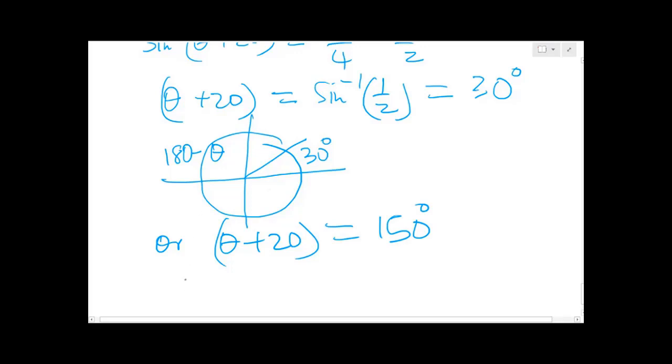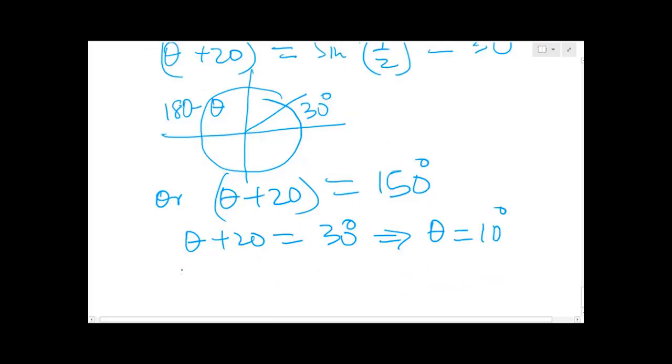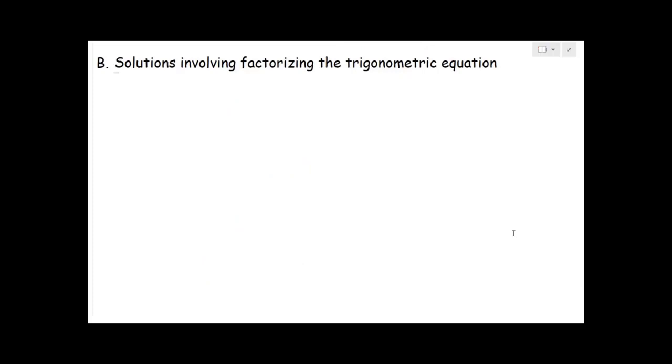For each quadrant, we can get the direct value of theta, so therefore from theta plus 20 is equals to 30 degrees, we have in this case our theta is equals to 10 degrees, and from theta plus 20 degrees is equals to 150 degrees, theta is therefore equals to 130 degrees.